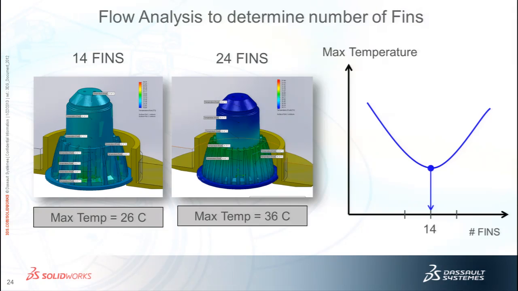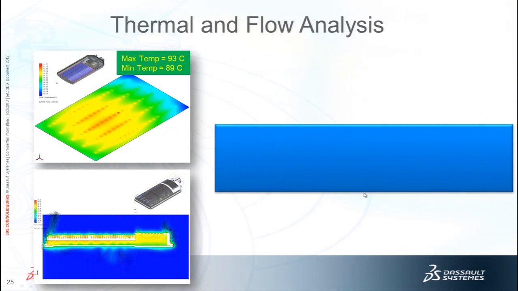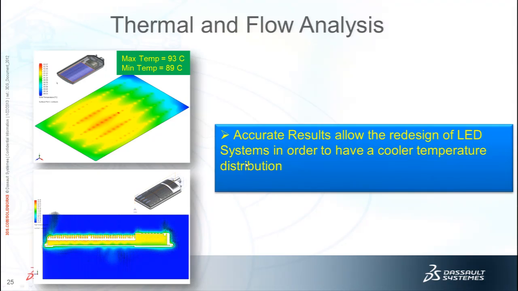Also, you are having conduction and convection and radiation, the three thermal processes. Also for the array of 100 LEDs, this is another type of case where we also use flow simulation. The benefits that the customer got from this is accurate results, allowed the redesign of the LED system in order to have a cooler temperature distribution, and also flow analysis to define the number of fins.